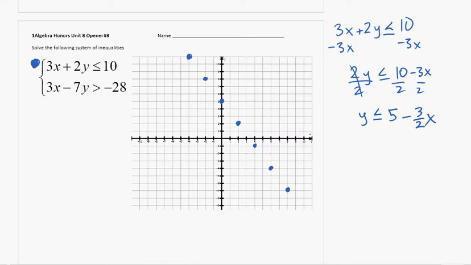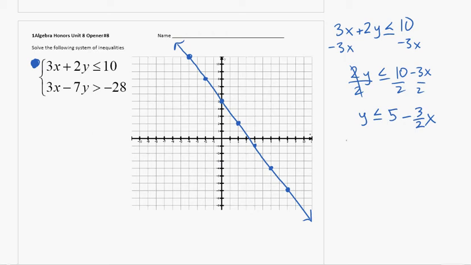Alright. Now, this line that goes through these points represents all of the points where y is equal to 5 minus 3 halves x. But what we're looking for here is where are all the points where y is less than 5 minus 3 halves x. And there's sort of two ways to think of this, and I'll try to explain both ways here. One way is you just test a point. It's either going to be all the points above the line or all the points below the line that satisfy the inequality. So you can pick any point you want.